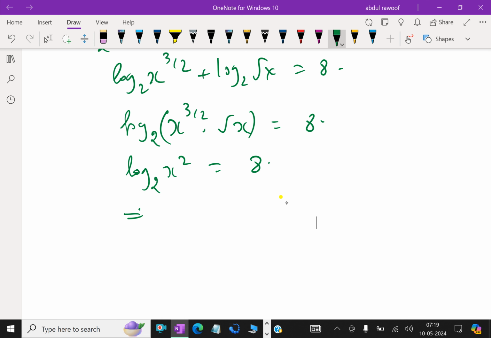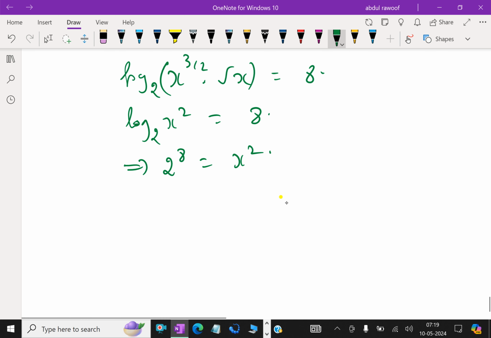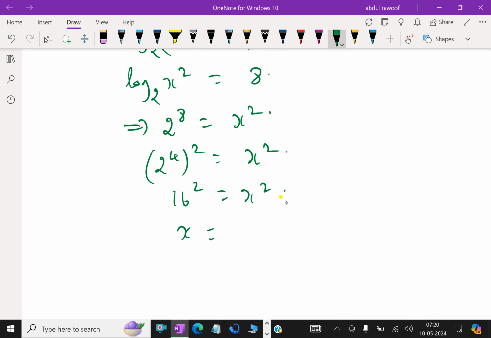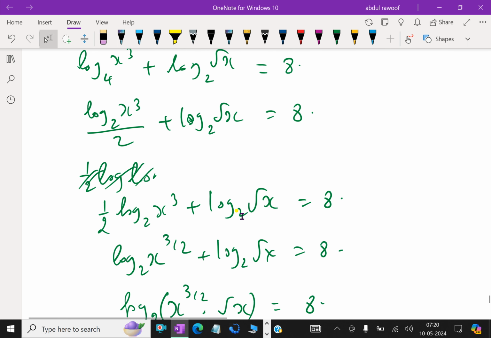Therefore, which gives 2 power 8 equals x squared. Therefore, 2 power 4 power 2 is x squared. 2 power 4 is 16, power 2 equals x squared. Therefore, x equals 16. So we got x equals 16 for the solution.